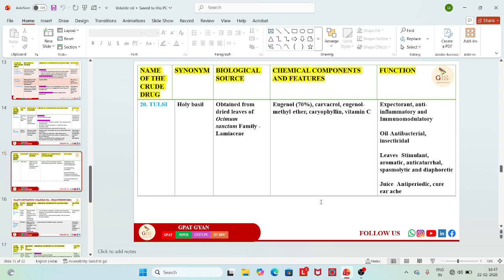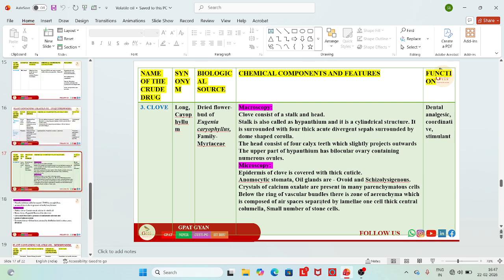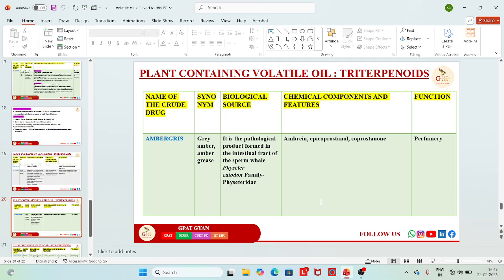Tulsi has eugenol, and it is the holy basil. And the sesquiterpenoids, whereas all of the previous ones were monoterpenes. The sesquiterpenes are artemisia, sandalwood, clove, and the diterpenes are Coleus, taxus. Diterpene is also the ambergris, the grey amber, which is also known as it. The intestinal tract of the sperm whale, Physeter macrocephalus, is the biological source for the ambergris. Ambrein is the component used in perfumery.